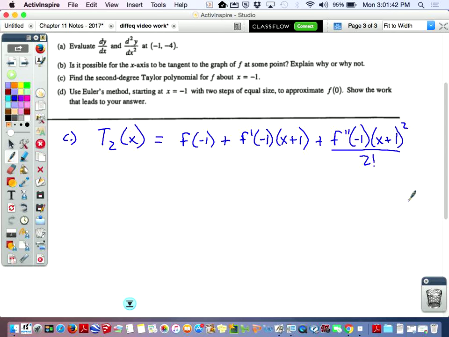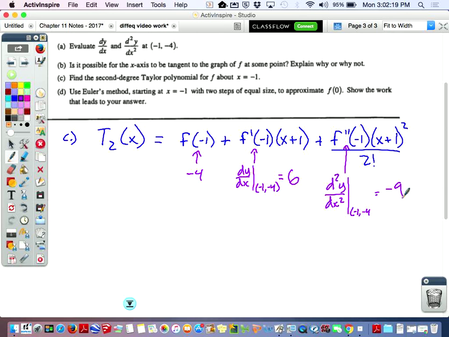And now at first sight of this Taylor polynomial problem, we're thinking we're probably going to have to do a lot of work. But all this is given to us already. F of -1, we know that this is equal to -4. That was given at the start of the problem. F prime of -1, that's the same as our derivative dy dx evaluated at the point -1, -4, which we know is equal to 6. And then f double prime was our second derivative evaluated at -1, -4, which we found to be -9.